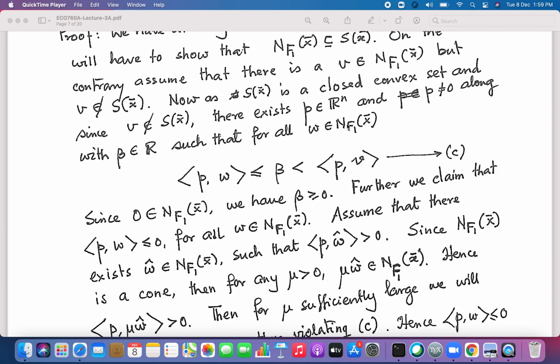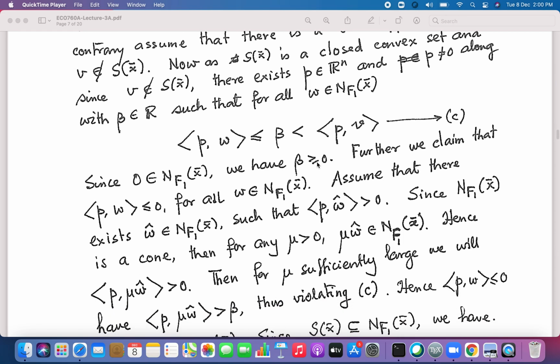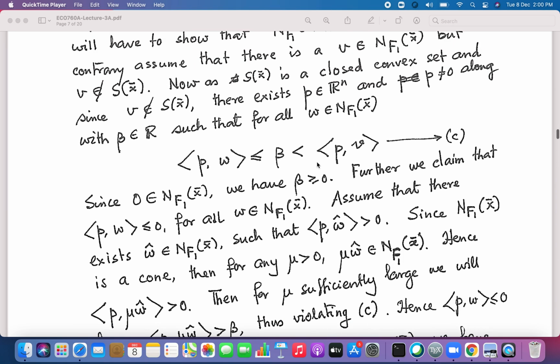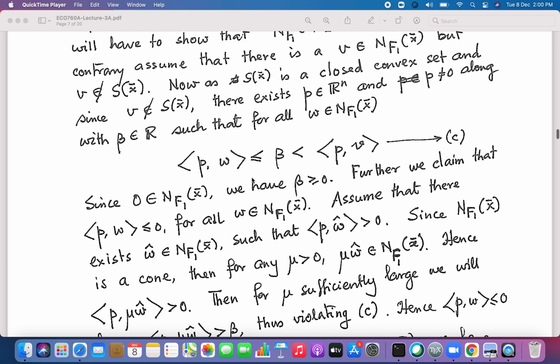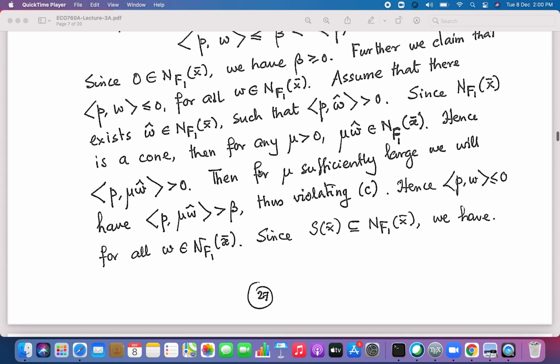Here is a mistake. I am applying a separation theorem where my Sx bar is the closed set and V, that element of the normal cone, is outside. So that this is satisfied for all W in Sx bar, not NF1 x bar. This is our writing mistake. So what we essentially show is that for all W in Sx bar, P of W is less than or equal to 0. We will show that.